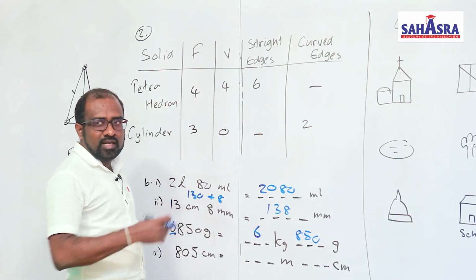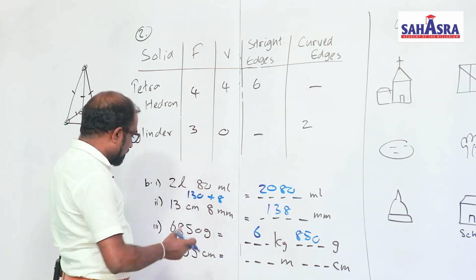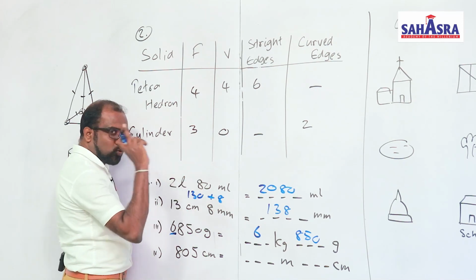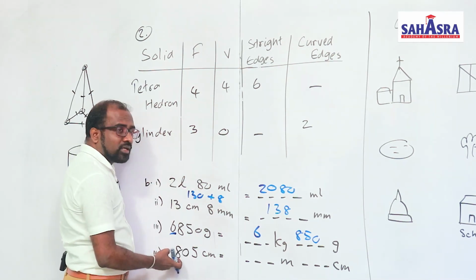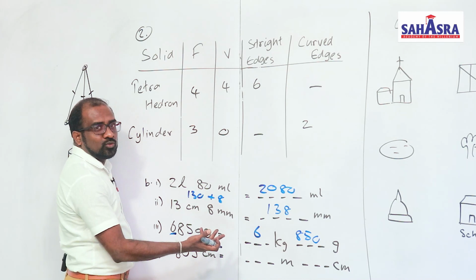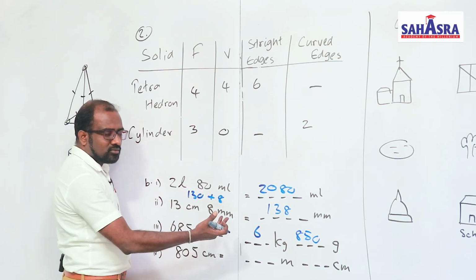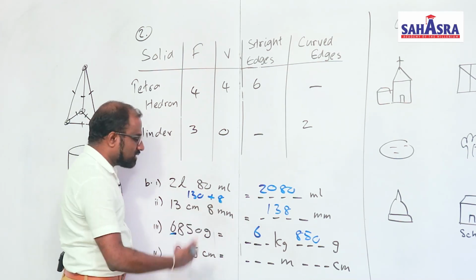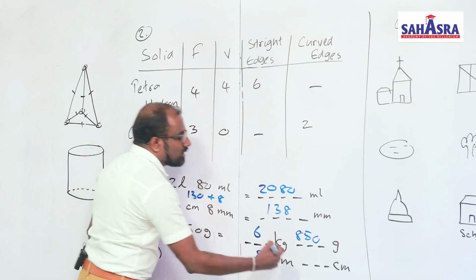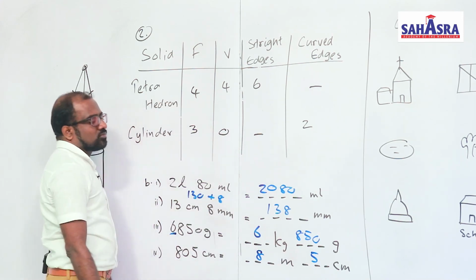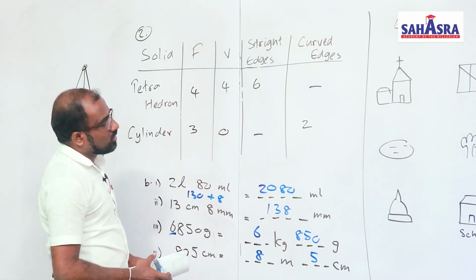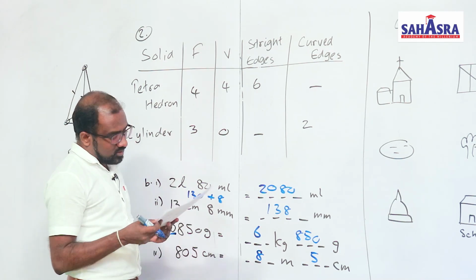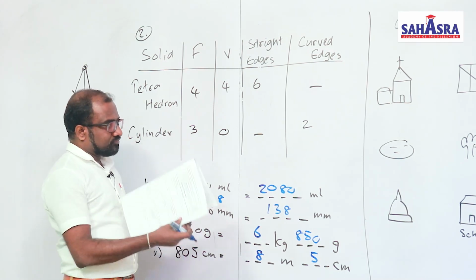It has got 100 centimeters, no. 100 centimeters equal 1 meter. So read this number. 805. 800. In 800 there are 8 meters. So 8 meters. The remaining 5 centimeters you can write in the centimeter column. So that's how we have to complete question number 2.